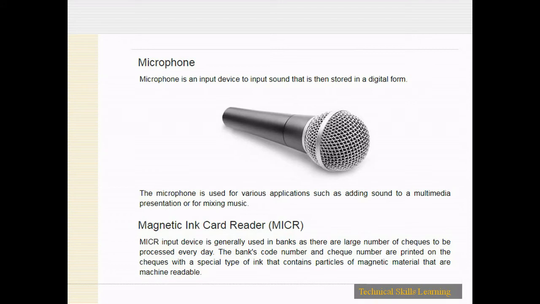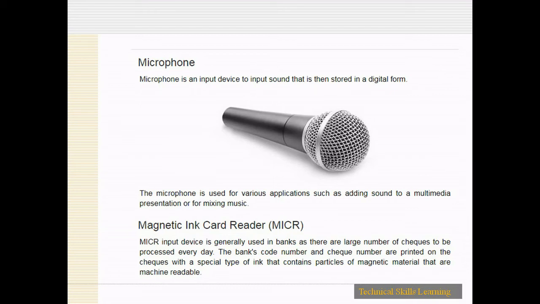Digitizer. Digitizer is an input device which converts analog information into digital form. Digitizer can convert a signal from the television or camera into a series of numbers that could be stored in a computer. They can be used by the computer to create a picture of whatever the camera had been pointed at. Microphone. Microphone is an input device to input sound that is then stored in a digital form. Microphone is used for various applications such as adding sound to a multimedia presentation or for mixing music.